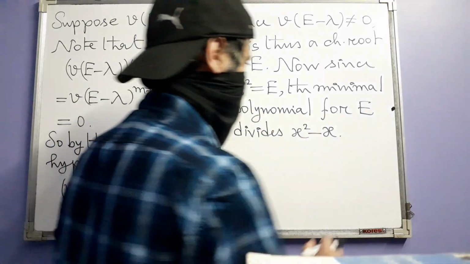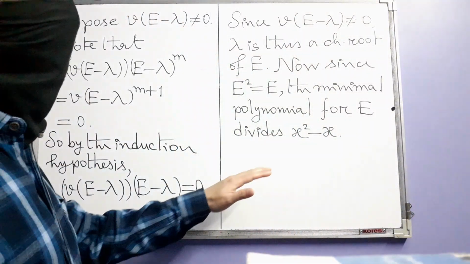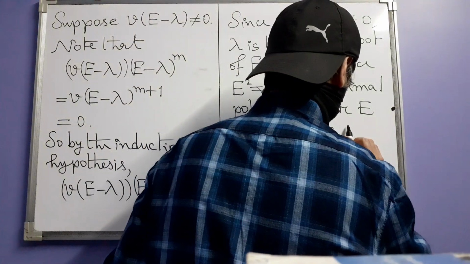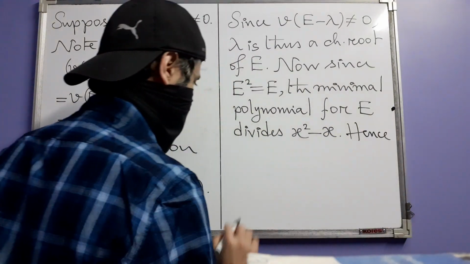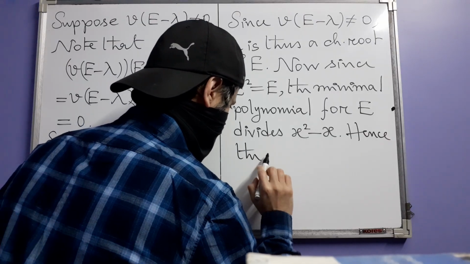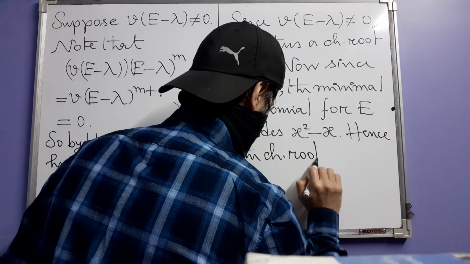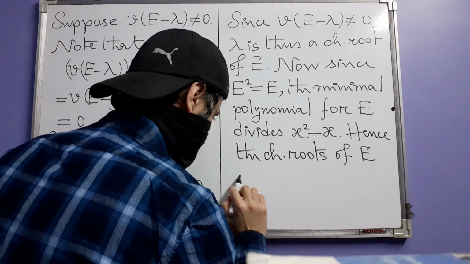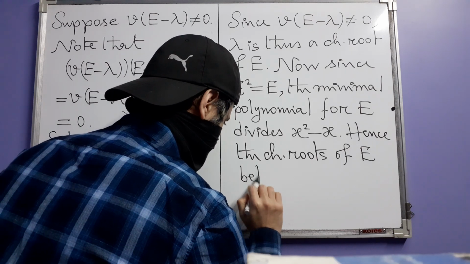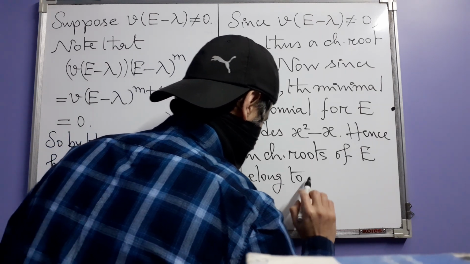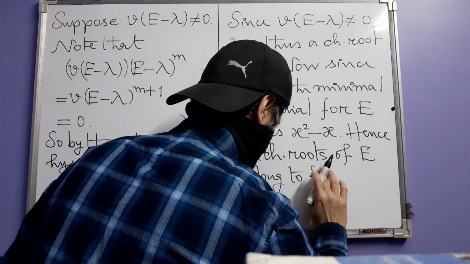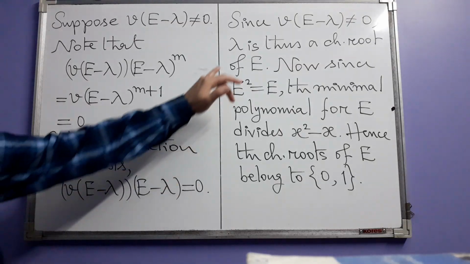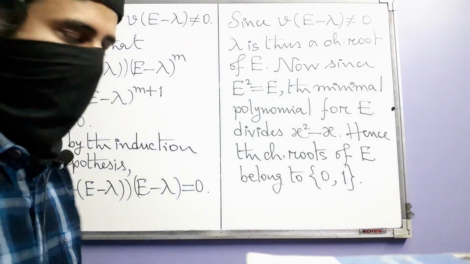Okay. But we also know that the roots of the minimal polynomial of an operator are precisely its characteristic roots. Hence, the characteristic roots of E belong to, let me put it this way, belong to the set {0, 1}. And as a result, this lambda is either 0 or 1.